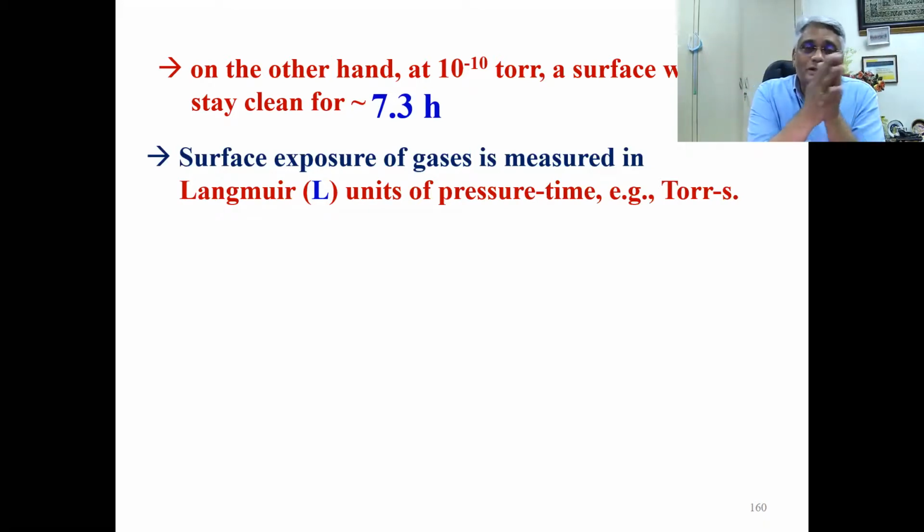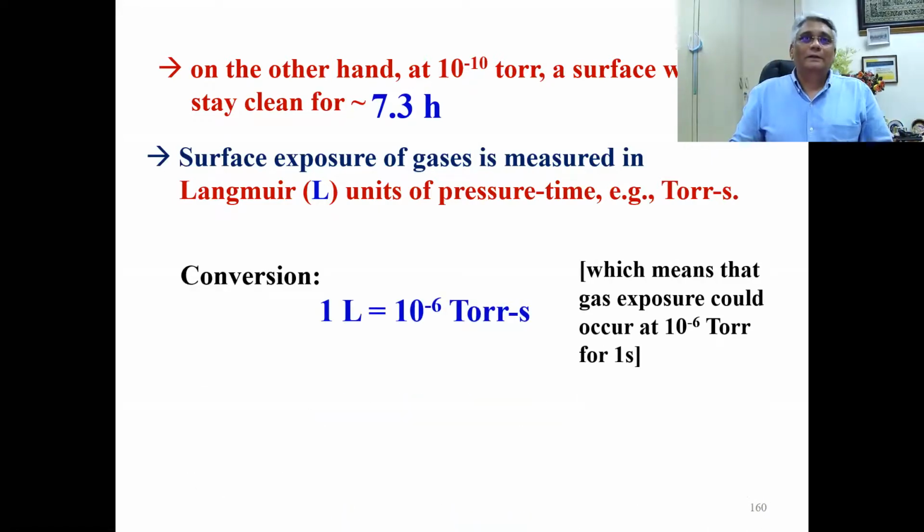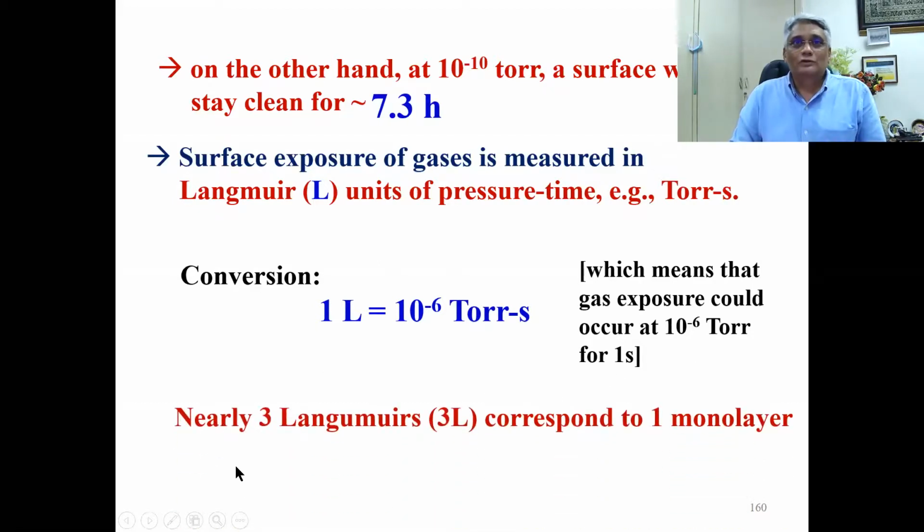So normally 10 raised to minus 10 torr cannot be achieved. That means a surface can be saved from getting contaminated if you put it in a basic vacuum also, of the order of 10 raised to minus 2 to 10 raised to minus 3 torr. Okay. So the conversion is one Langmuir is 10 raised to minus 6 torr seconds, which means that gas exposure could occur at 10 raised to minus 6 torr for 1 second, right? So nearly 3 Langmuirs, 3L, correspond to 1 monolayer.